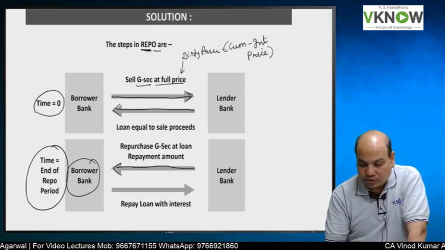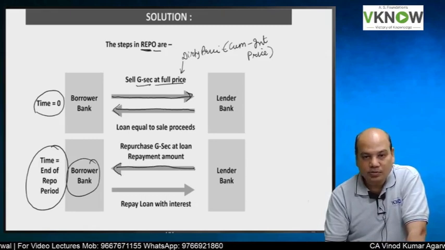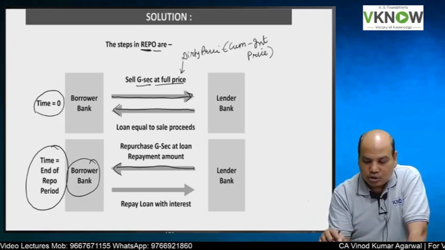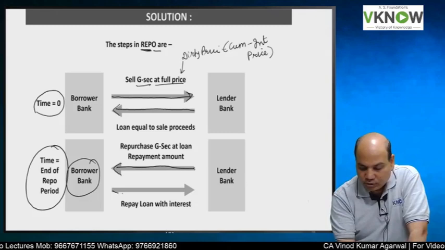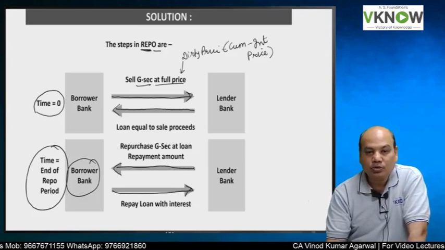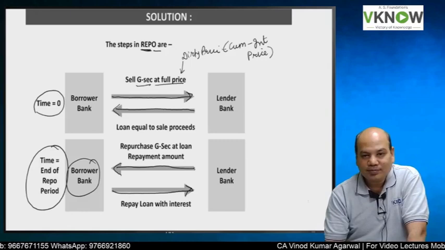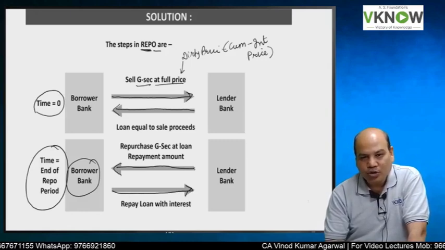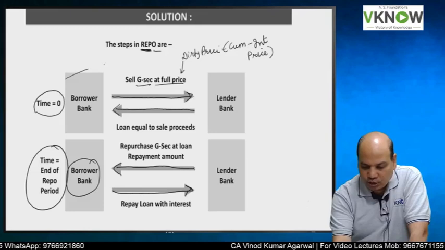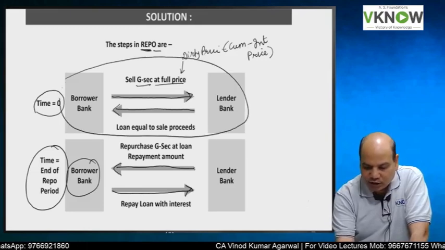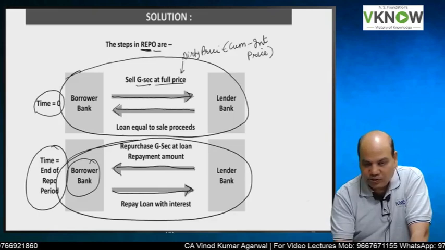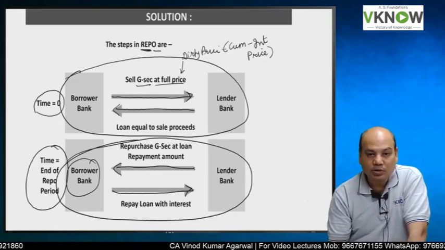The borrower will repurchase, which is why it is called a repurchase option. You sell it and repurchase it at the loan repayment amount. So you get back your security and you repay the loan along with interest. So today you sell and get the loan. Later you repurchase that security when you return the loan.